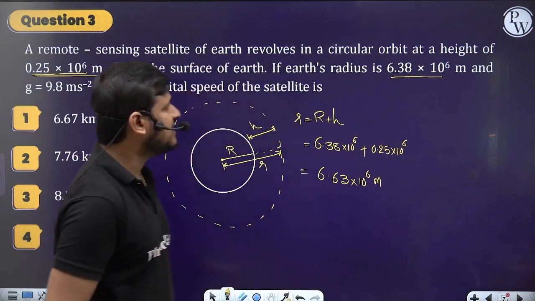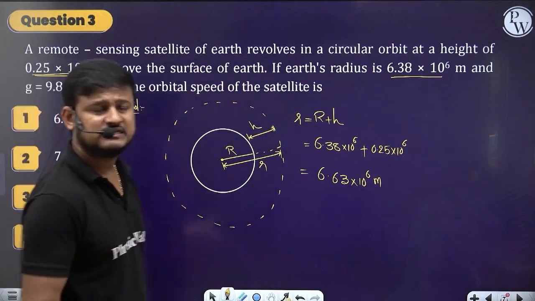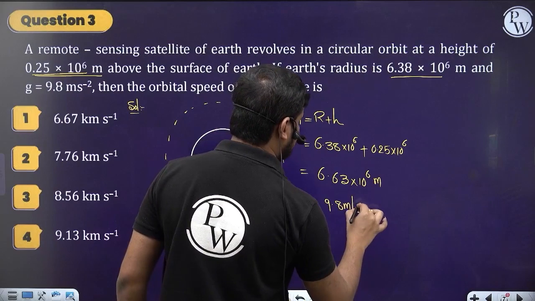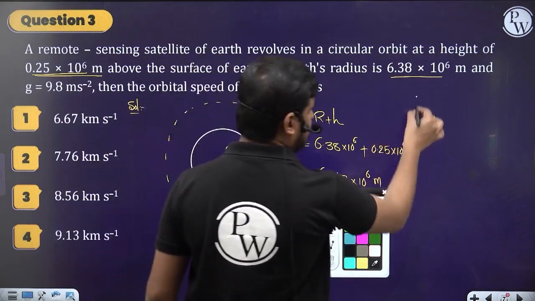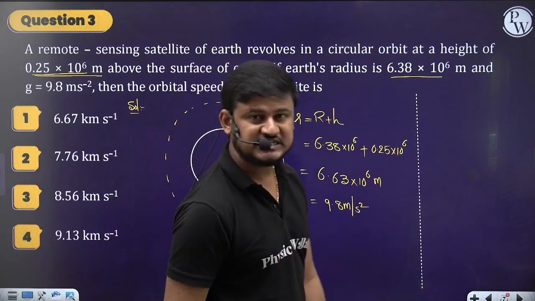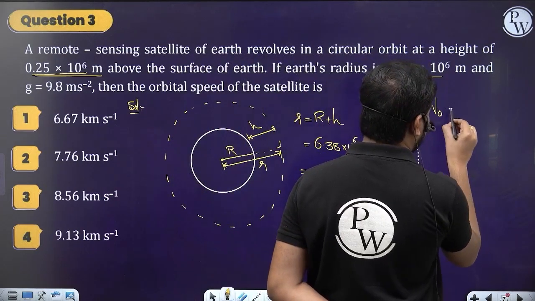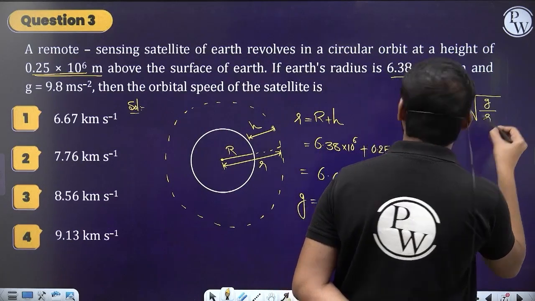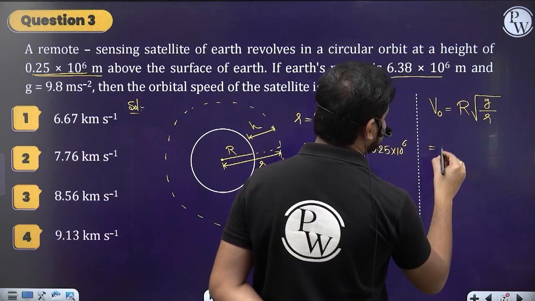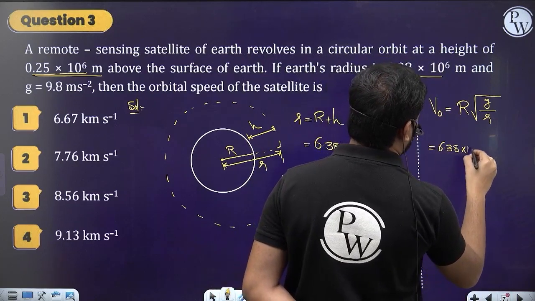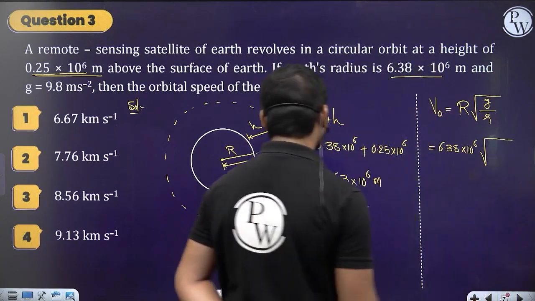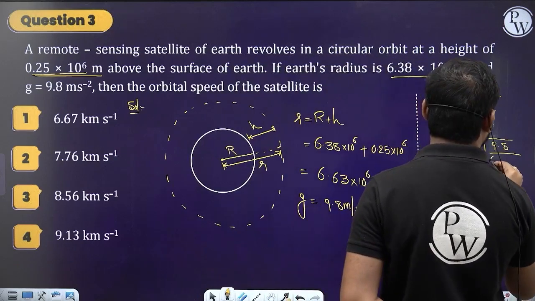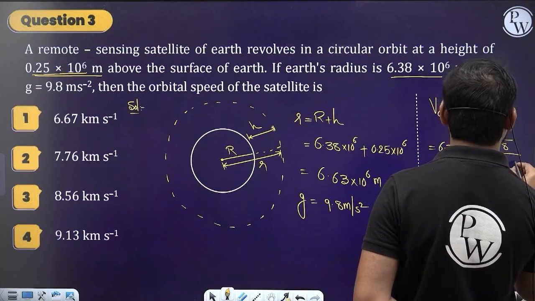So we got the small r value, we got the g value, and then simply substitute. The g value is equal to 9.8 meters per second squared. Now let me write the orbital velocity formula in terms of capital R and small g and small r. What is that formula? V0 is equal to R into root over g by r. So now do the simple calculations. What is R? It is 6.38 into 10 to the power 6, into root over g value 9.8 by, what is the small r value? 6.63 into 10 to the power 6.